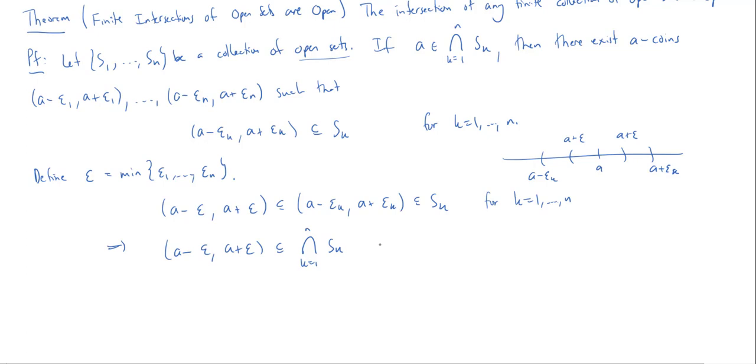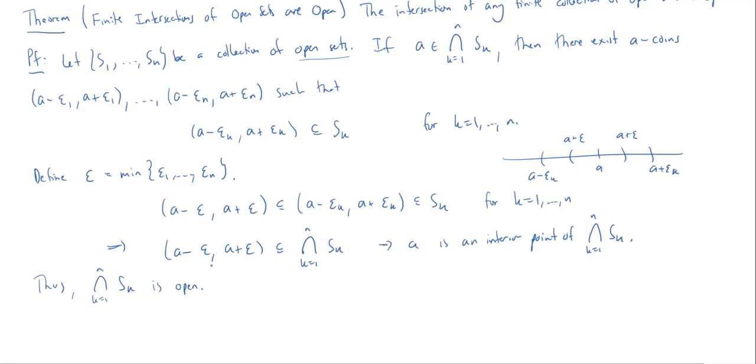Okay, so this implies that A is an interior point of the intersection. But that's what we needed to show. We needed to show that every point is an interior point, and we just took an arbitrary point and showed it was an interior point. Okay, so thus the intersection of the S_k's is open.